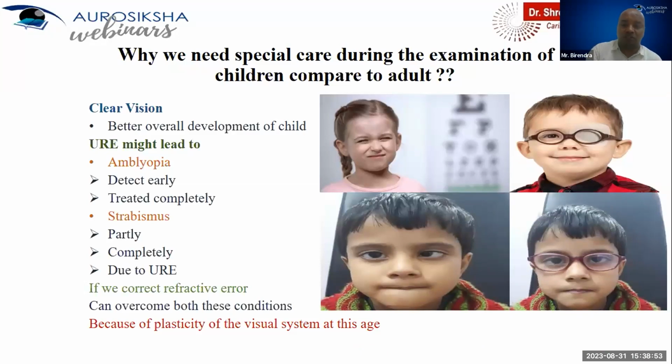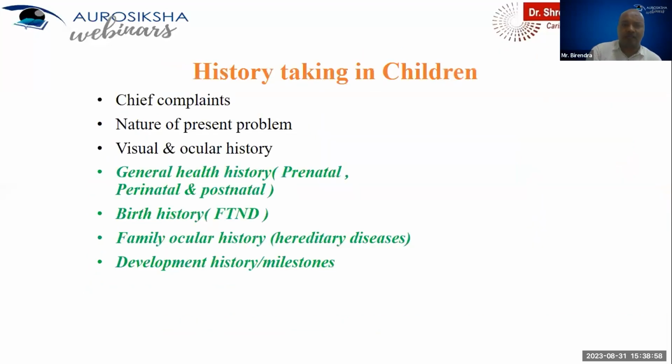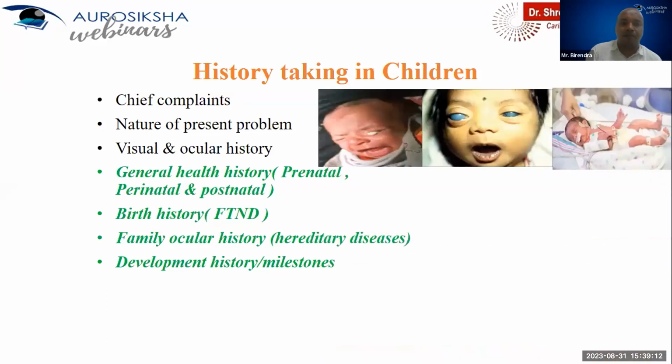You need to check the child appropriately. So what are the key components? Yesterday, Miss Revati also covered history taking at the vision center level. But from the perspective of the pediatric population, the green highlighted points are general health history, prenatal, perinatal, postnatal and birth history, family ocular history, and developmental history. These are the key components for pediatric evaluation.